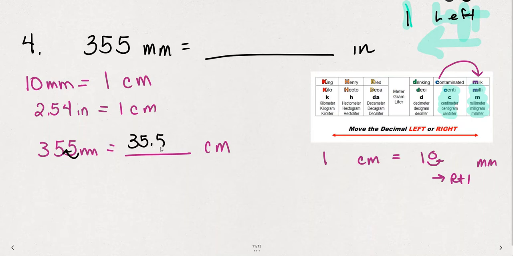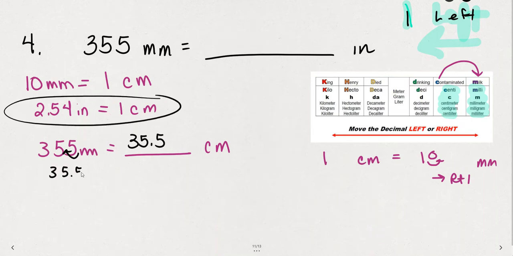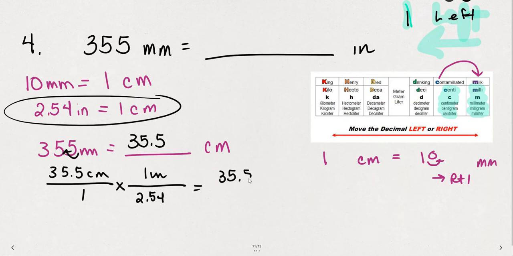So 35.5 centimeters. And then I could use that 35.5 centimeters, write it over 1, and that's equivalent to how many inches? Well, I know this conversion that 1 inch is 2.54 centimeters. So if you do the division, 35.5 divided by 2.54, you could get the inches. But that's doing both, converting from millimeters to centimeters using the chart and then using the unit fraction.